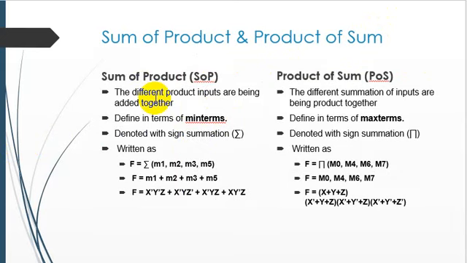When we represent any Boolean function in the form of SOP, we can see that there are different product terms being added together. But if we consider that particular Boolean function in POS, then it is a product of sums, where the inputs are added together and then gathered with the help of the product. In the case of SOP, we define the terms as min terms, and in POS we define them as max terms. The symbol representation of SOP is summation, and in POS it is basically pi.